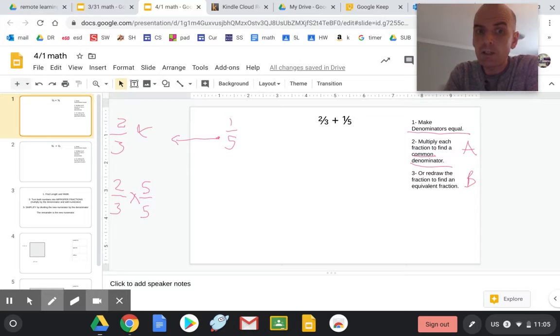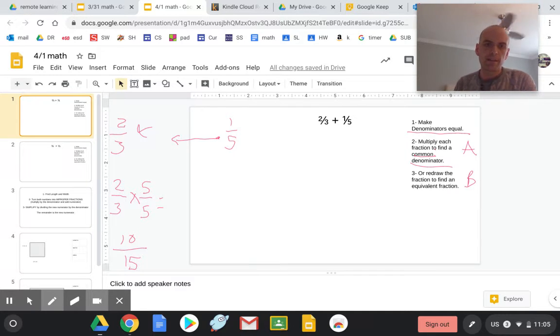I am not multiplying this fraction by 1/5. That's a different problem. I'm multiplying the whole thing by 5/5. And that will equal 10/15. Because 10/15 is equivalent to 2/3. 10 is 2/3 of 15.